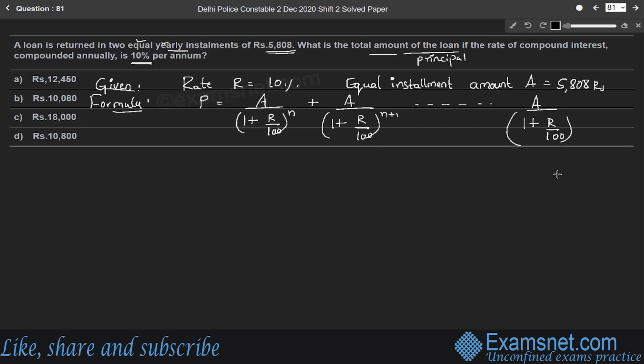So all these terms indicate the number of installments. That means the first term, second term, third term, and so on up to the last term indicate the respective number of installments. So in this case, there are only two installments. So only two terms are enough, right? So calculation.